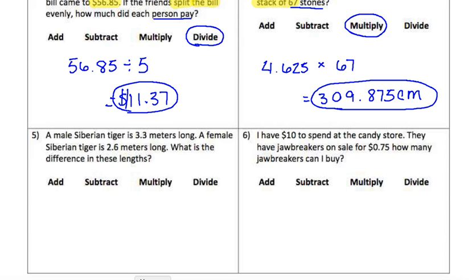So number 5, a male Siberian tiger is 3.3 meters long. A female Siberian tiger is 2.6 meters long. What is the difference in these lengths?